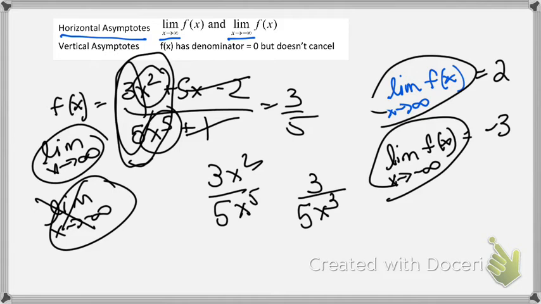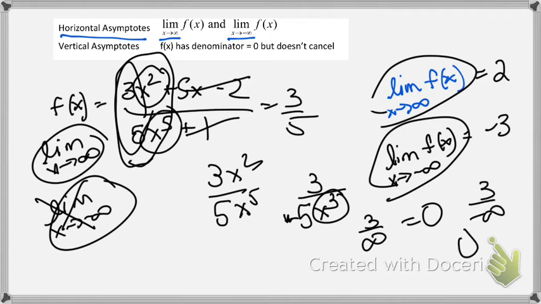Okay? If I plug in infinity right now, you get infinity on the bottom, which is 0. If I plug in negative infinity right here, that would be a negative value, and you get 3 over negative infinity, but that still goes to 0. Okay? Horizontal asymptotes.